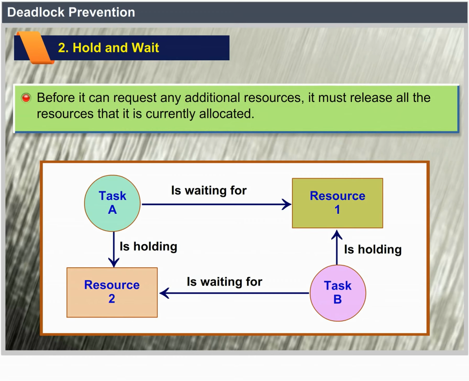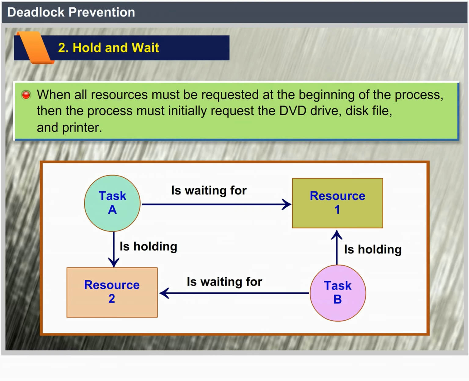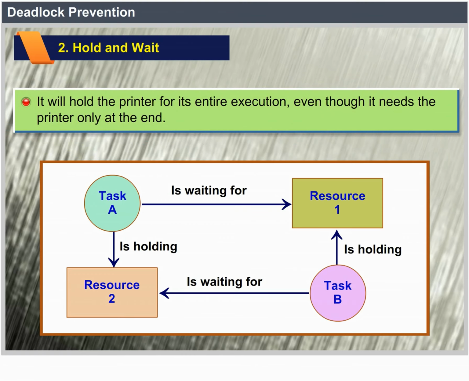To illustrate the difference between these two protocols, we consider a process that copies data from a DVD drive to a file on disk, sorts the file, and then prints the results to a printer. If all resources must be requested at the beginning of the process, then the process must initially request the DVD drive, disk file, and printer. It will hold the printer for its entire execution even though it needs the printer only at the end.